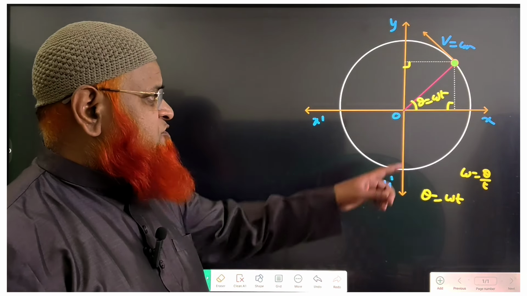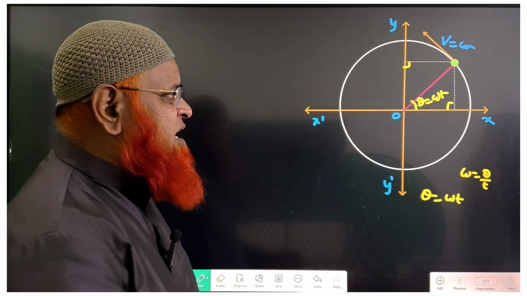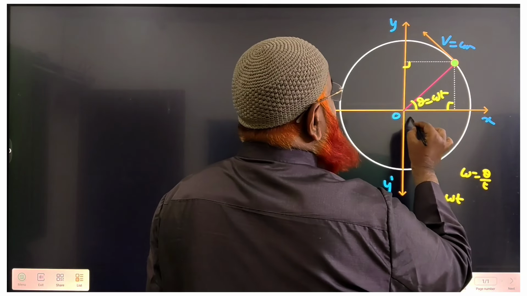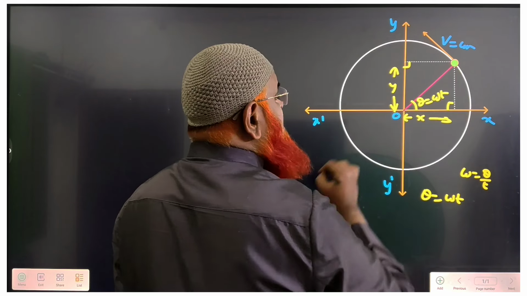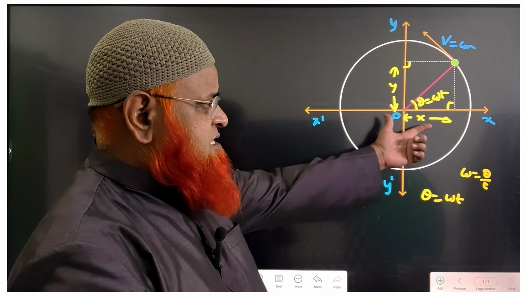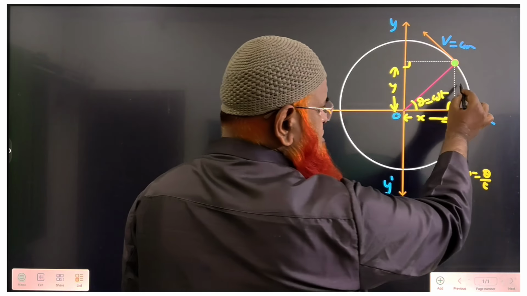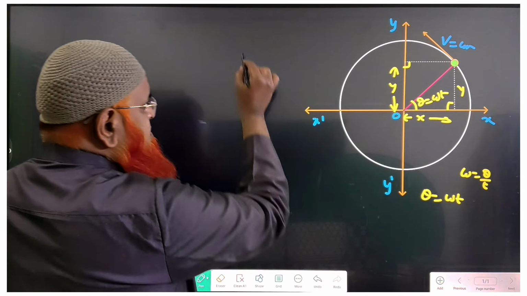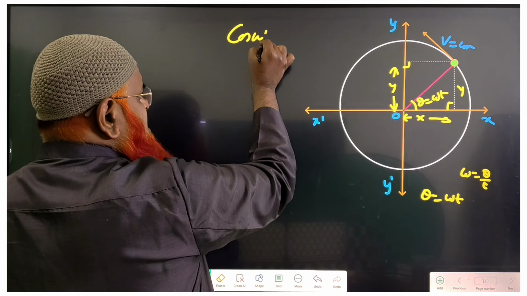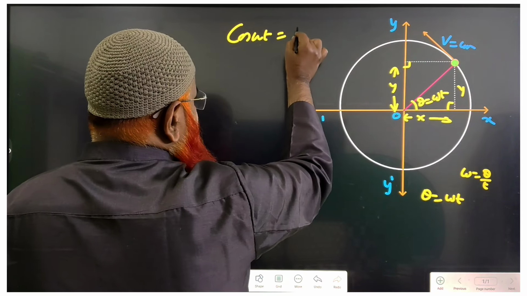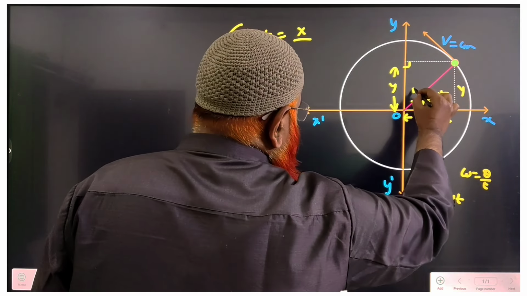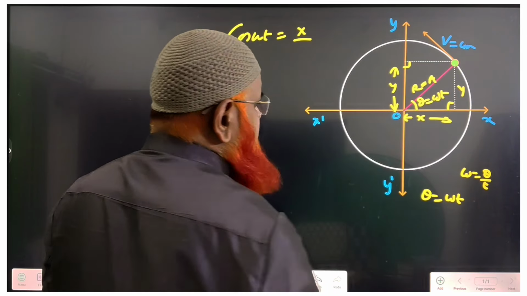So therefore, this is sine omega t. Now let us take the distance from here to here as x and this distance as y. If this is y, this is also going to be y here. Now let me write cos omega t, which is taken as this angle, and the adjacent side is x, and this is going to be the radius, also called the amplitude.